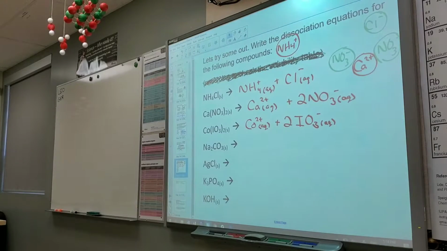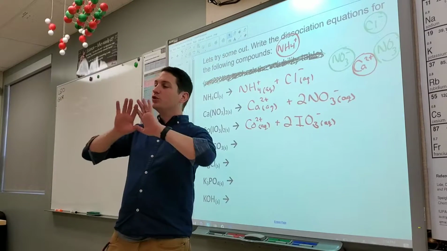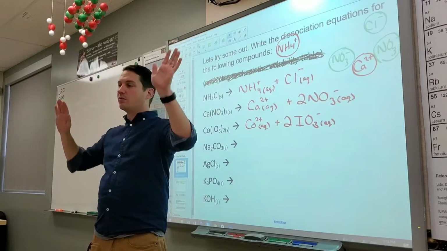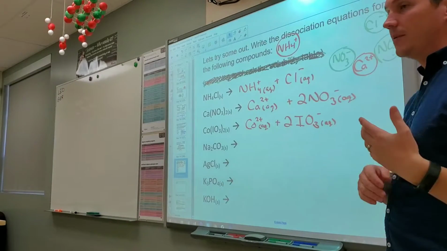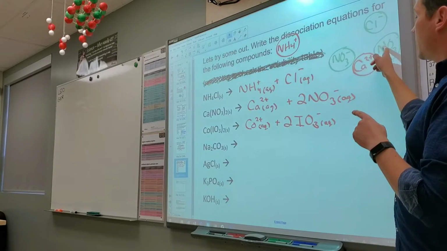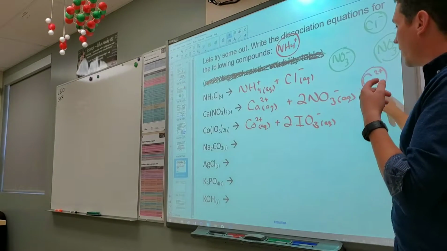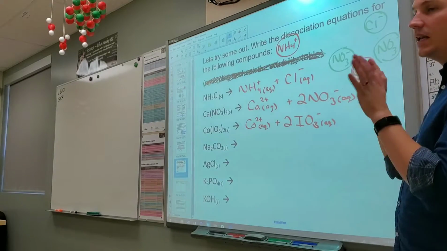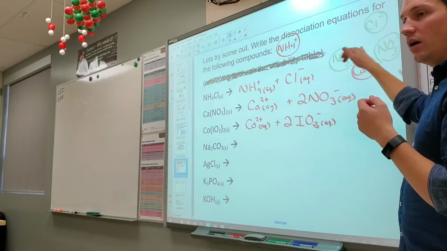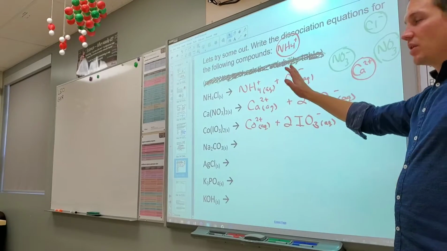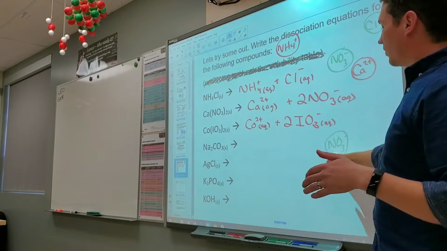Why are you putting a 2 beside it? That represents 2 totally independent sodium ions. Okay? So that's a really good question. In the calcium nitrate example here, the calcium can float around in the water totally independent of the nitrates. But each nitrate, Akua, is independent of each other as well. So this nitrate can float around, and this nitrate can float around as well.